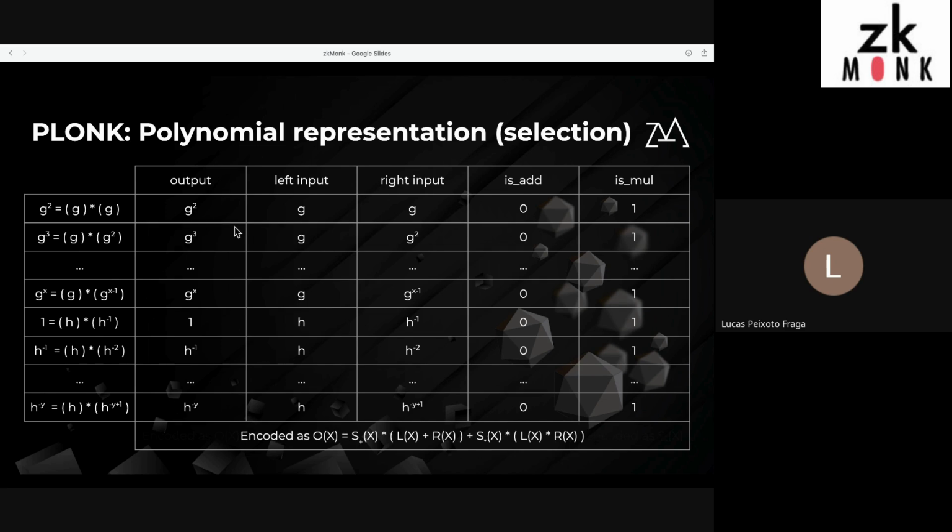This means that the value on the first column should be equal to the sum of the second and the third column if the fourth column is equal to 1, or should be equal to the product of the second and third column if the last column is 1. Okay, so this is why we call these columns selectors, because they select whether this column will be equal to the sum of these two or the multiplication of these two.